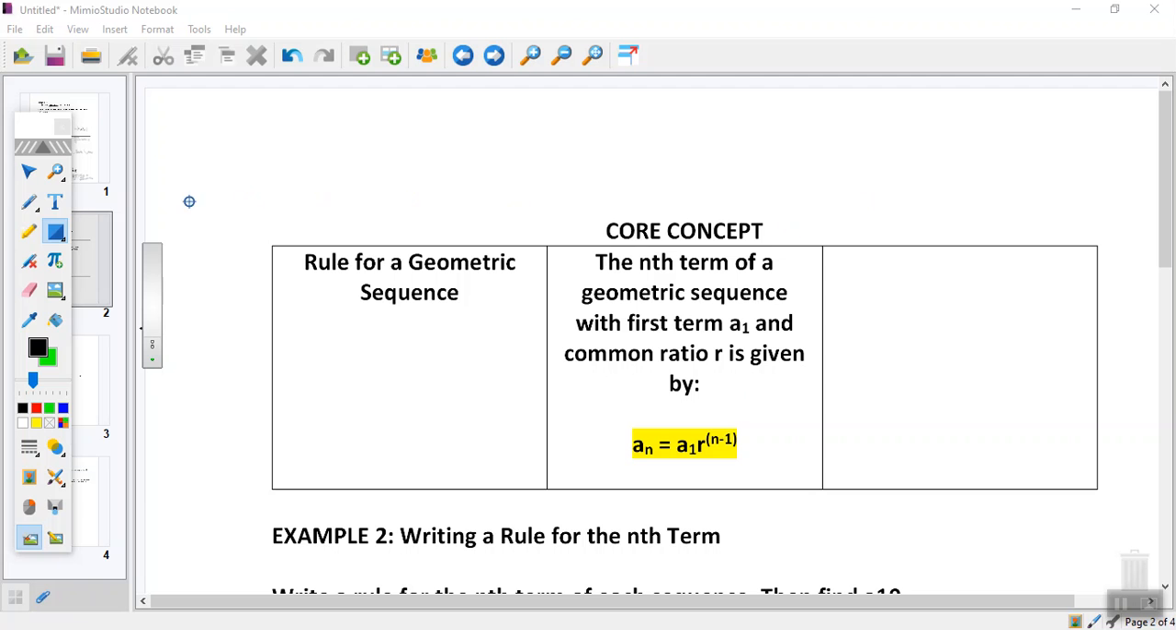N minus one. So as an example here, suppose the first term is 7 and R is equal to, say, maybe 5. Okay, write a rule for the nth term here, kids. What would it be? What would take the place of the first term right here? 7 times 5 to the n minus 1 power. Okay.